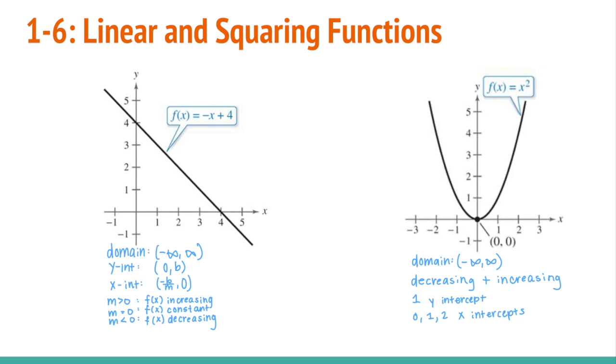We know that when our slope is positive, our function is increasing. When our slope is 0, the function is constant. When our slope is less than 0, negative, our function is decreasing for linear functions.